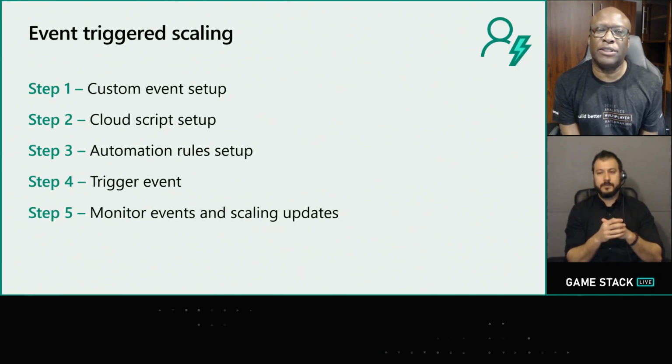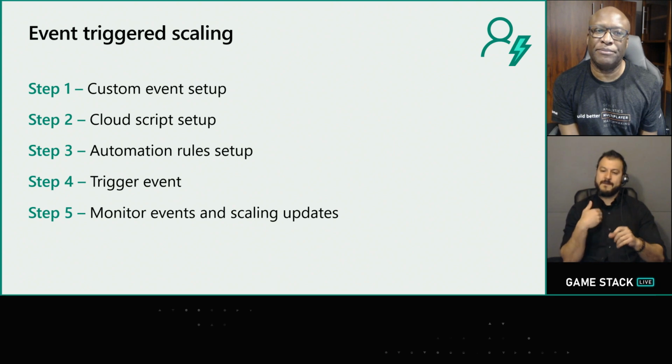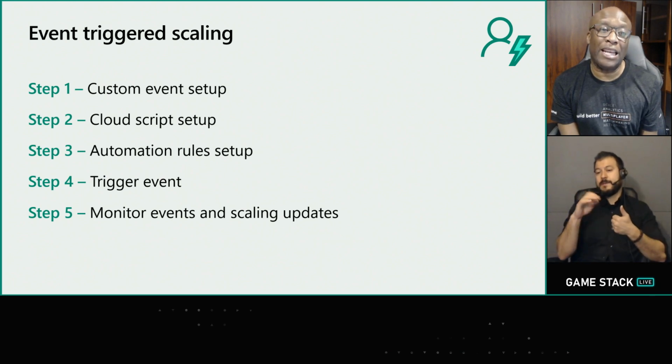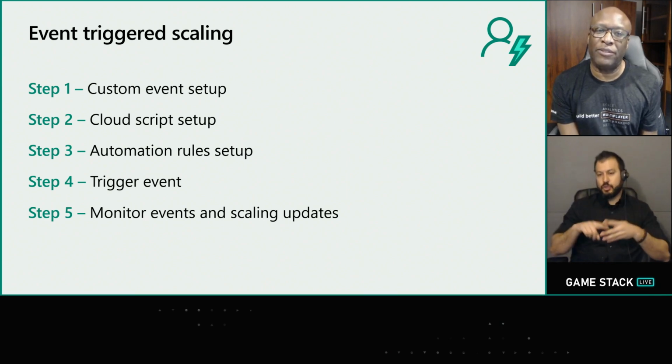Adjusting the scale levels from a custom event is pretty straightforward, but it requires a methodical number of steps to proceed. They are: 1, setting up a custom event; 2, setting up a cloud script; 3, setting up an automation rule; 4, triggering the event, which activates the automation rule and executes the cloud script; and 5, monitoring the incoming custom event and scale level changes in your game server build.